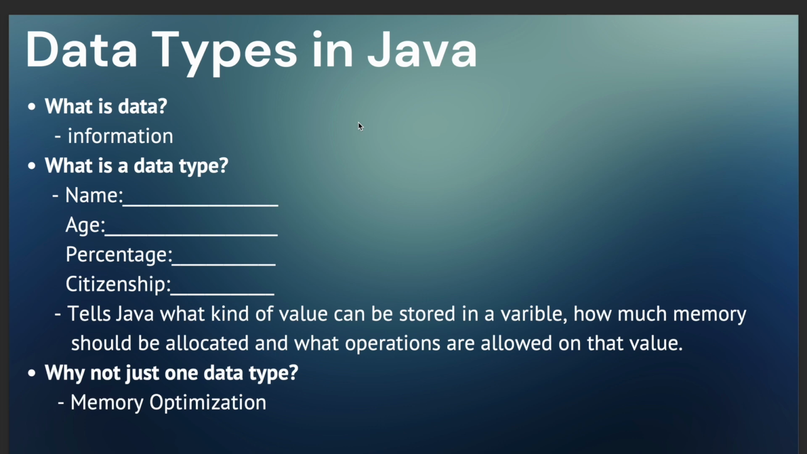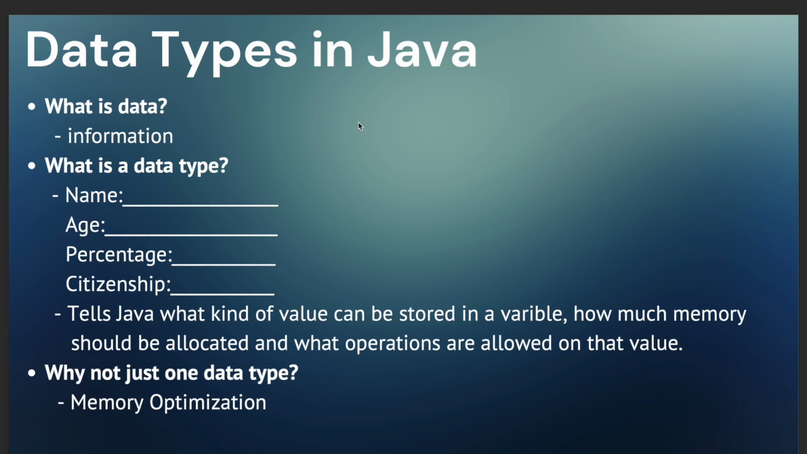Now, here is the interesting question: if all of these are just data, why doesn't Java just store everything in the exact same way? Think about filling out a simple application form. Can you write your name inside the age field? No. Can you write 95.5 inside the citizenship field? Again, no. Each field expects a particular kind of information. Java works exactly the same way. A variable cannot simply store anything. Every variable is designed to hold a specific kind of value. A data type tells Java what kind of value can be stored in a variable, how much memory should be allocated, and what operations are allowed on that value.